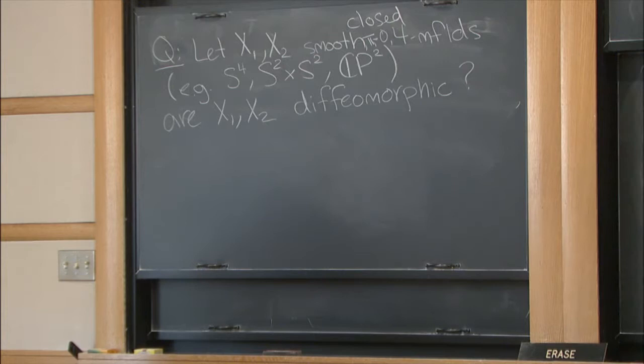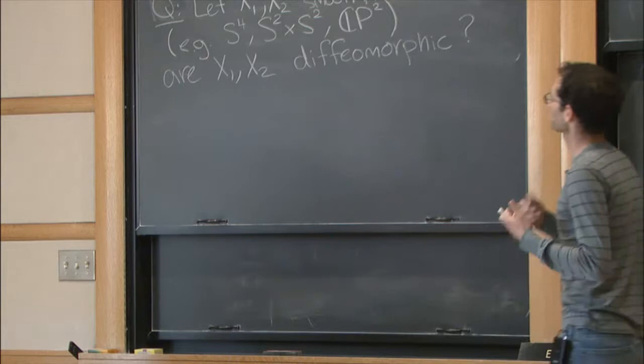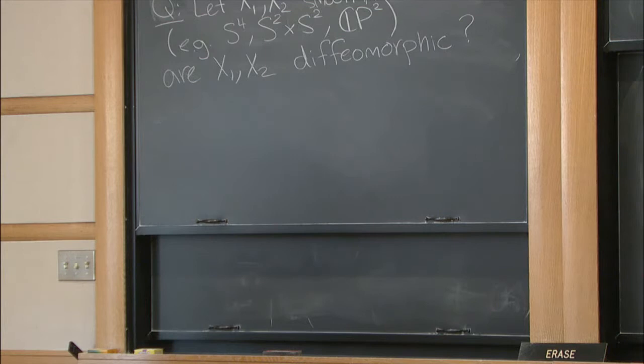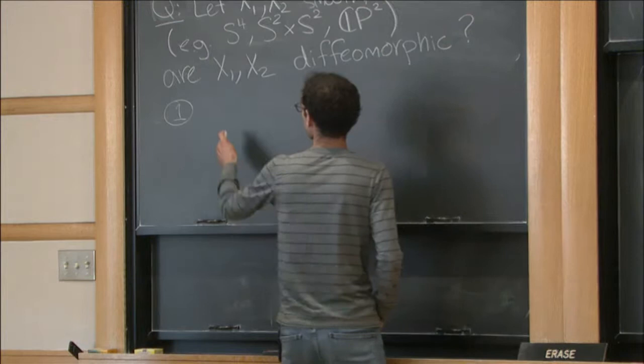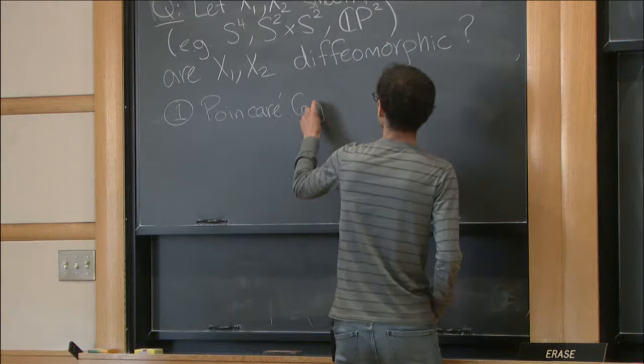Okay, great. A natural question you might want to ask is, why do we care about dimension four? And why do we care about diffeomorphic? Why not homotopy equivalent? Why not homeomorphic? Why not some other notion of equivalence? Let me point out two reasons why one should focus on these two aspects. The first is that the only remaining case of the Poincaré conjecture is exactly this setting.